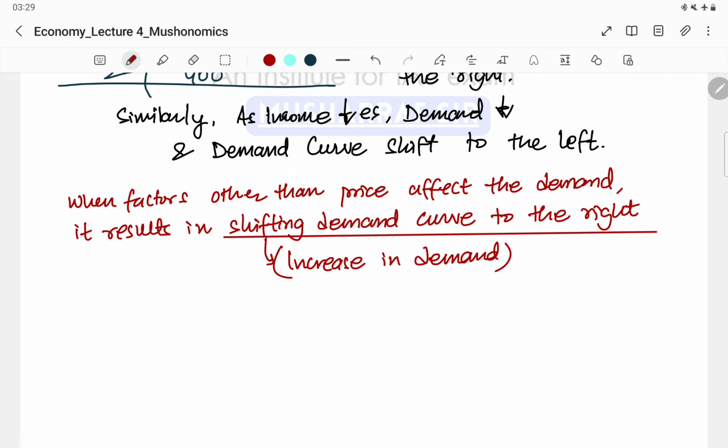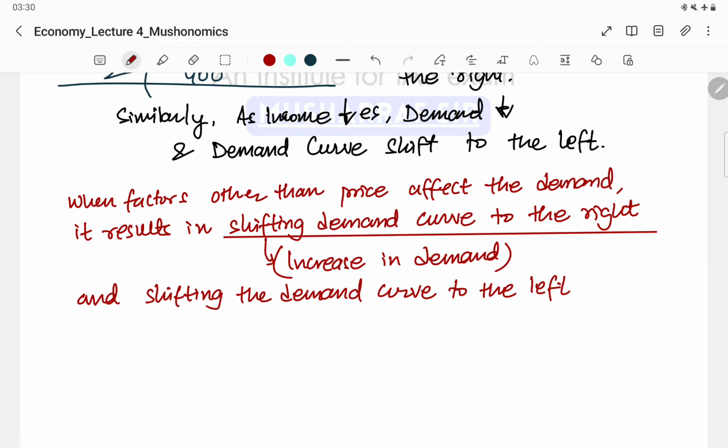Right? Shifting the demand curve to the right, and shifting the demand curve to the left. And when it is shifting the demand curve to the left, it will be known as what? Decrease in demand.